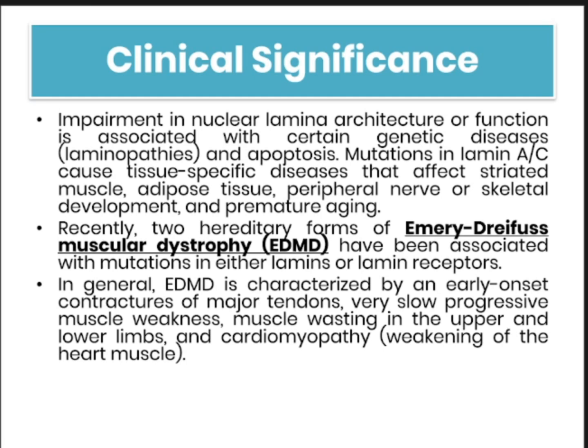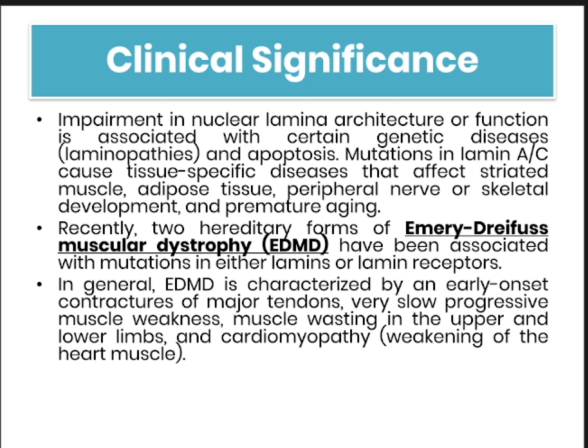And here we have Emery-Dreifuss muscular dystrophy, or EDMD, which has two forms associated with mutations in lamins or lamin receptor. What are the characteristics? Early development of contractures. So there would be a shortening and hardening of muscles or tendons. That would be the early onset contractures of EDMD.